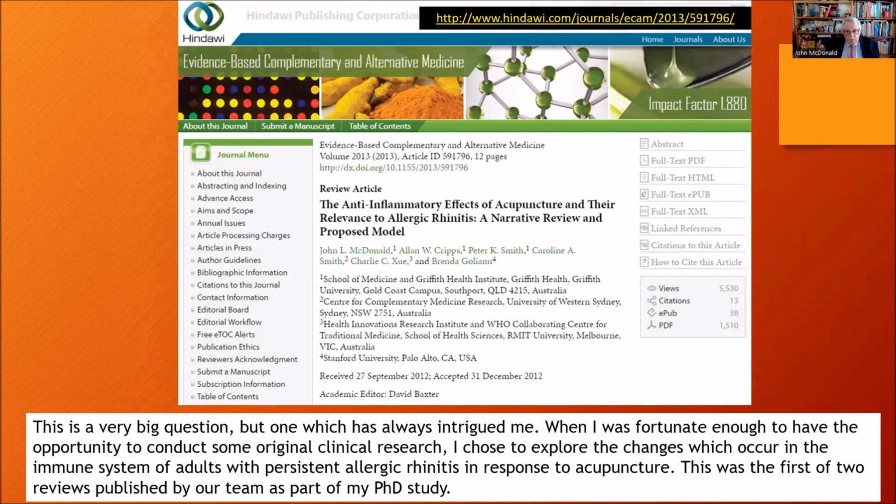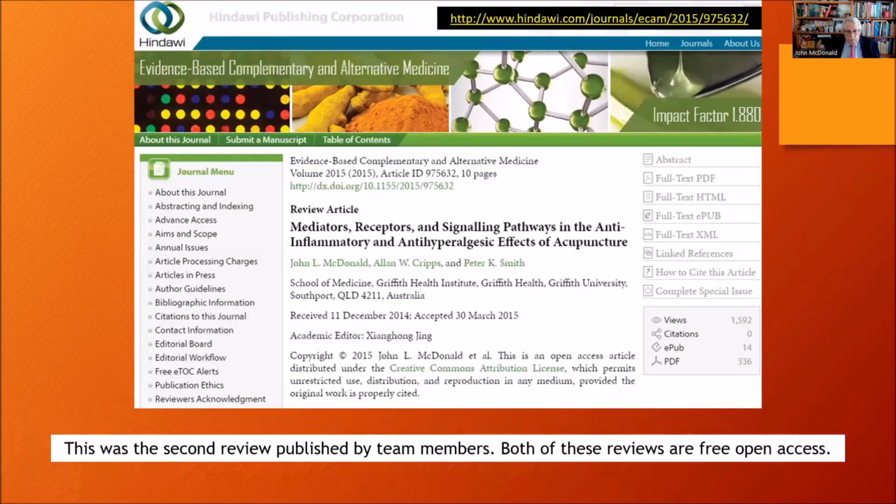The anti-inflammatory effects of acupuncture and their relevance to allergic rhinitis: a narrative review and proposed model. This was the second review published by team members. Both of these reviews are free, open access. Mediators, receptors, and signaling pathways in the anti-inflammatory and anti-hyperalgesic effects of acupuncture.